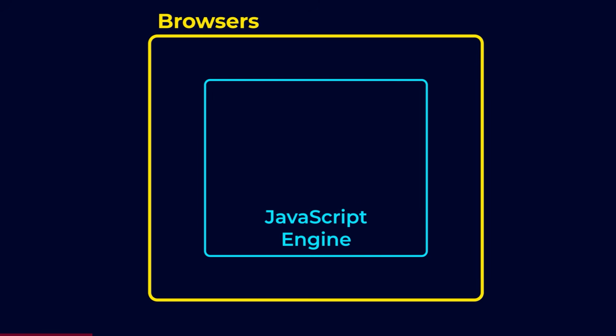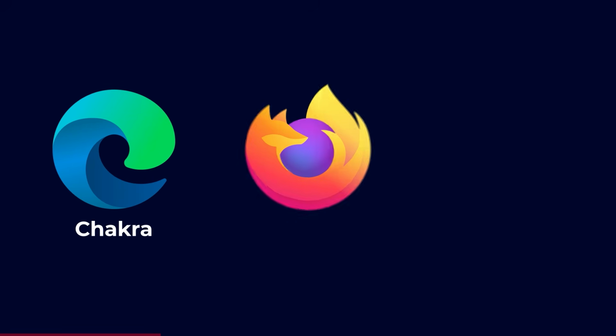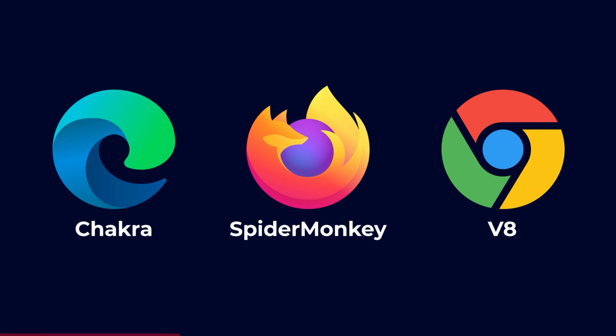In all these browsers, there is a JavaScript engine. So when we run our JavaScript code inside the browser, it passes that code to the JavaScript engine, which processes that code and converts it into machine code which our computer can understand. For example, Microsoft Edge uses the Chakra engine, Firefox uses the SpiderMonkey engine and Google Chrome uses the V8 engine, which is the most powerful JavaScript engine among all browsers. And because of these different JavaScript engines, sometimes JavaScript code works differently in different browsers.